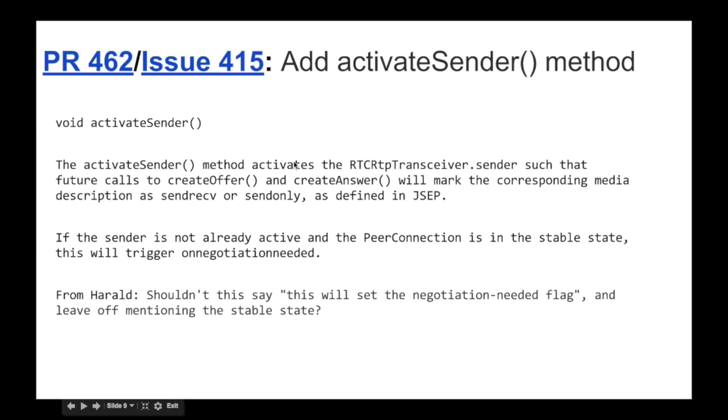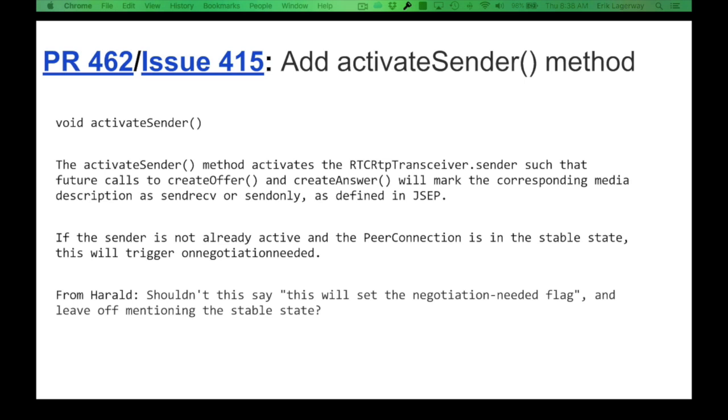Pull request 462, issue 415, add activateSender method. Peter Thatcher. Yeah, so basically I added it according to how we specified at TPAC. It makes the next createOffer and createAnswer change the direction on the m-line. It looks like I didn't quite get the right text for saying that it can trigger negotiationneeded. So Harald, I think, is correct that it should say it will set the flag. So I'll fix that. We introduced the flag language not very long ago, so it's not surprising.